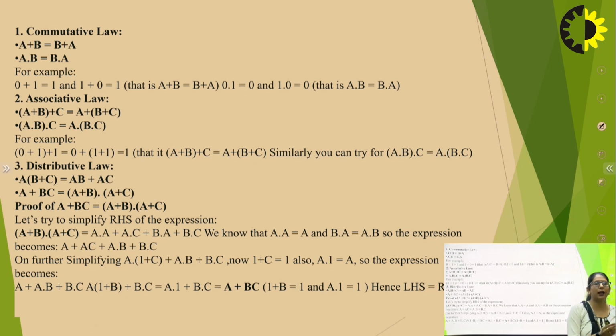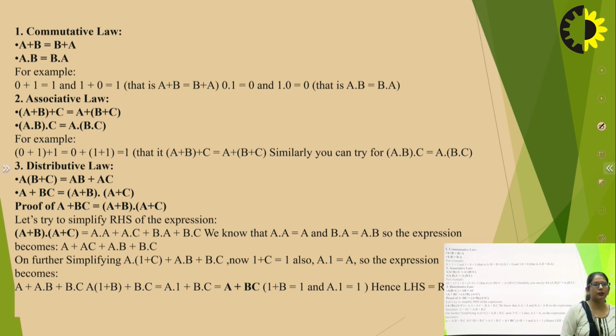So first, we have the commutative law. The commutative law says whenever you write A plus B, it is equivalent to B plus A. A dot B is similarly equivalent to B dot A. If you substitute the values 0, 1 for these variables, the outcome will be the same.